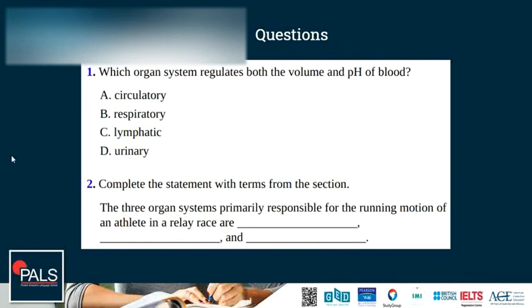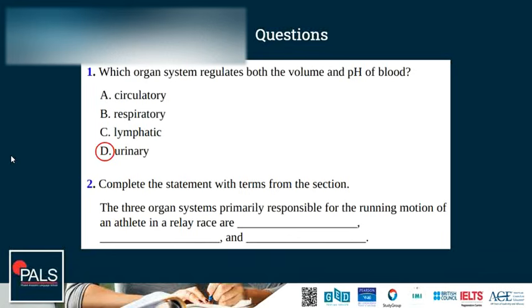Let's have a look at two short questions. Which organ system regulates both the volume and pH of the blood? You can pause the video if you want to think about it. The answer will come now. It is the urinary system.